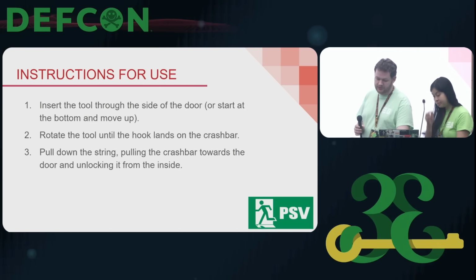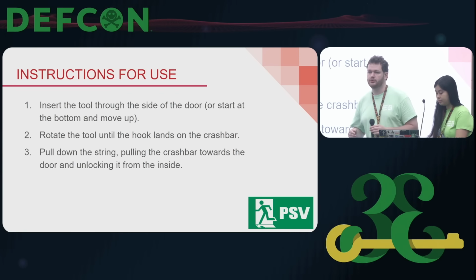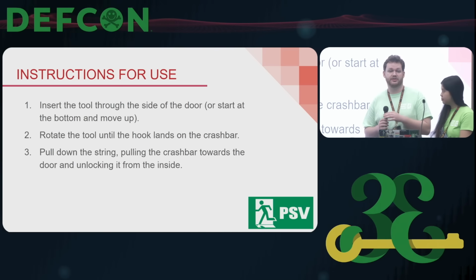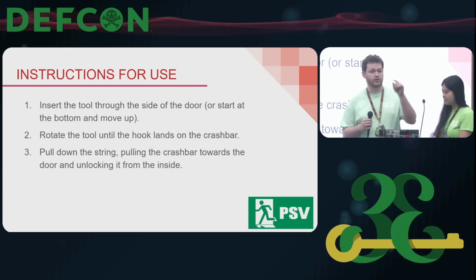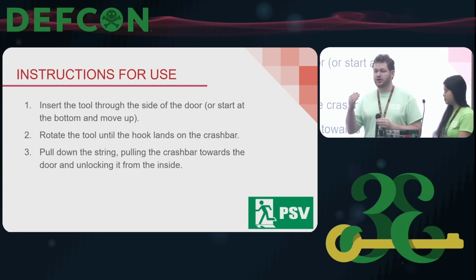To use it, first you're going to insert the tool at the side of the door if possible. If it is not possible to do so, you can start at the bottom and then work your way up. Then you're going to position the tool in such a way that you can get that hook end that we just showed you to latch onto the bar itself.